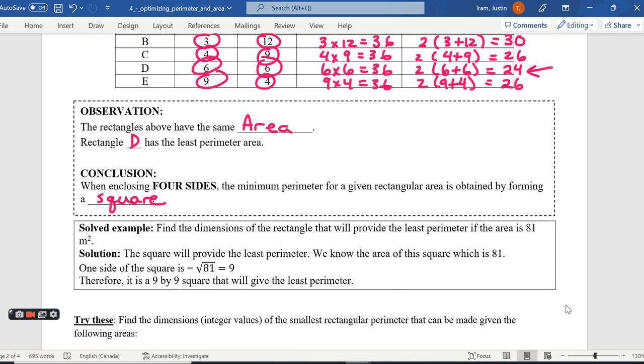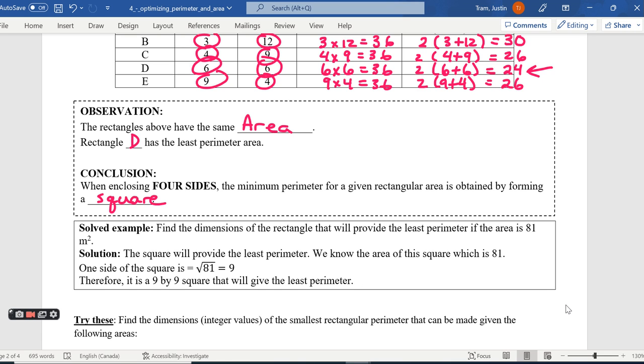Find the dimensions of the rectangle that would provide the least perimeter if the area is 81 meters squared. So if I'm told that I need an area of 81 meters squared, and I want to save the company some money, so I want as little fencing as possible, I know the shape to make that happen would be a square. So the solution is the square, which provides the least perimeter.